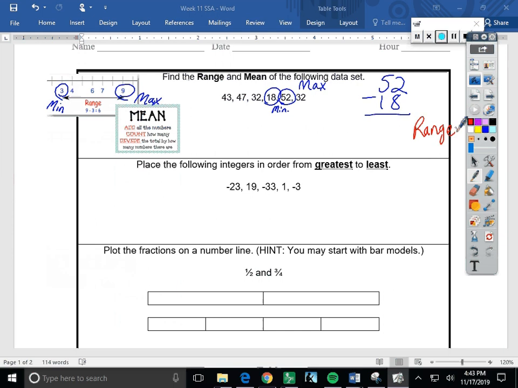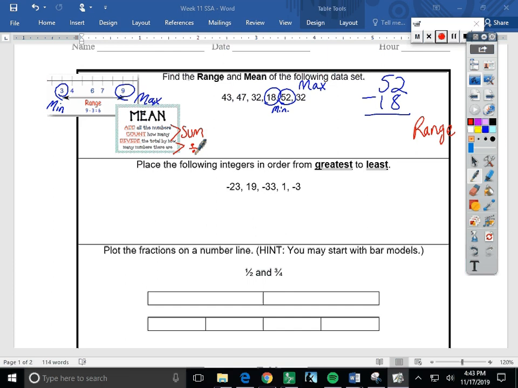So just getting you started on setting that up at this point. The next thing it says I need to do is find the mean. It says, hint, add all the numbers, count how many, then divide the total by how many numbers there are. So this is talking about finding the sum.